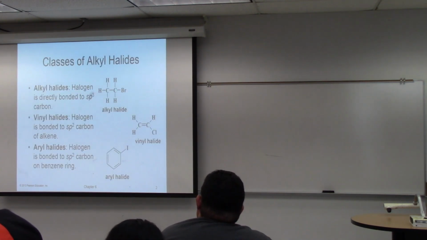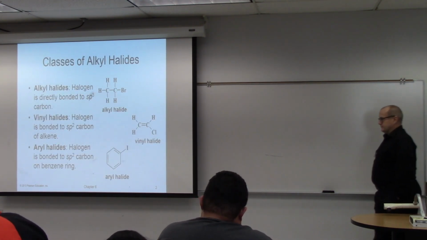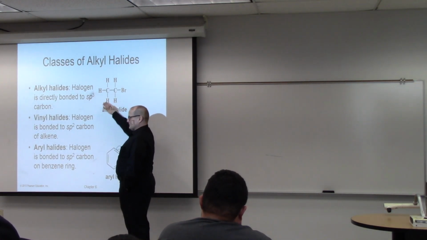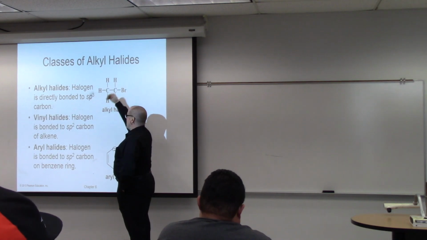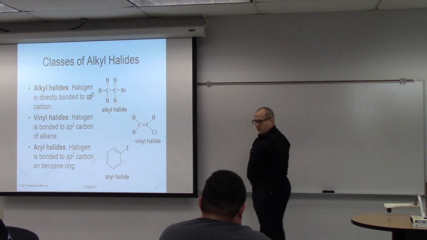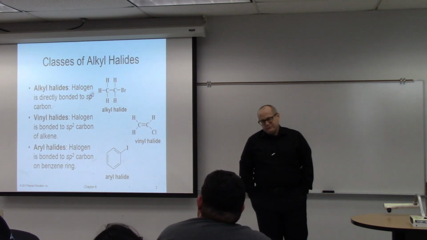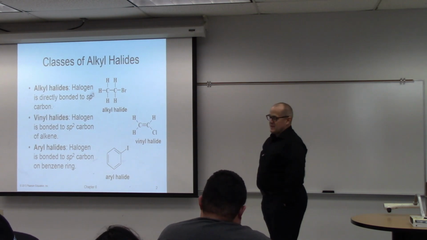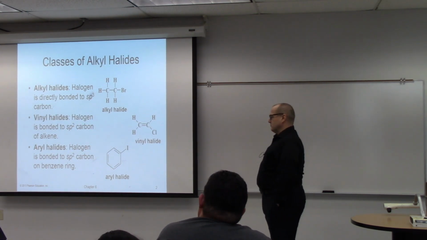Classes of alkyl halides. There are 3 types. The first one you already know. Alkyl halides: a halide on an sp3 carbon. It's called an alkyl halide. There you go. You've already learned that one. Alkyl halides, sp3 carbon attached to a halogen. Doesn't have to be bromine. Any halogen, alkyl halide.